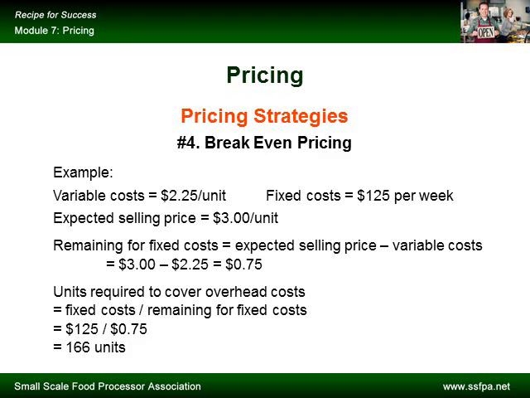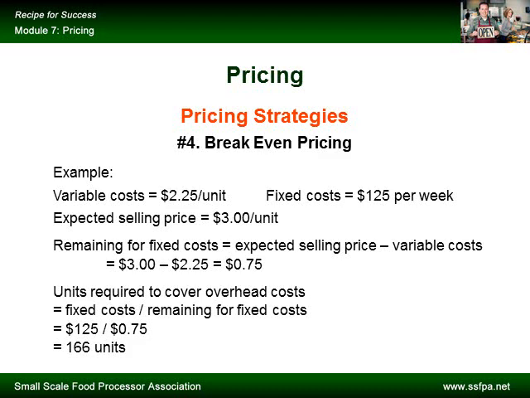You then determine your units required to cover overhead. You take your fixed cost of $125 and divide it by the remaining amount of your fixed cost, 75 cents, and the total is 166 units. The break-even point in this example is 166 units, meaning the producer needs to produce at least 166 units per week to cover all costs.